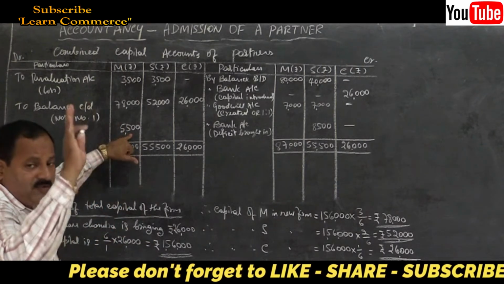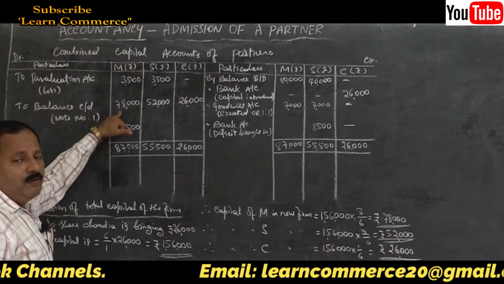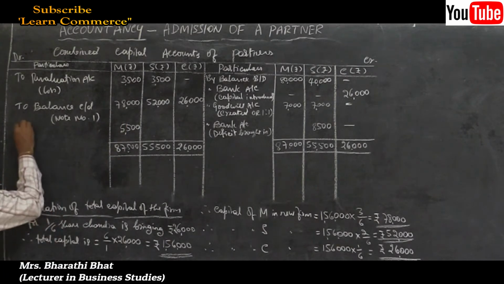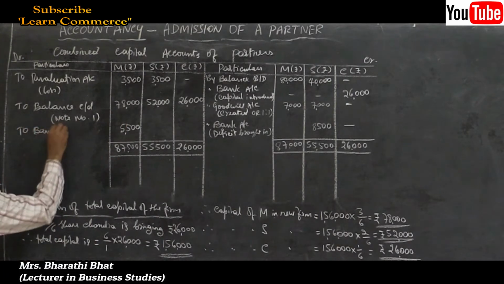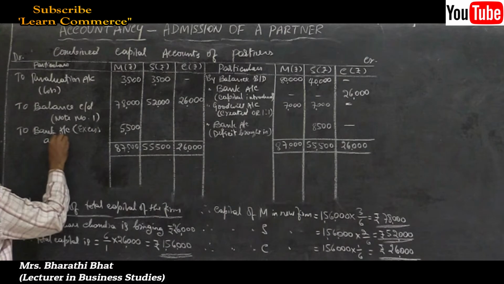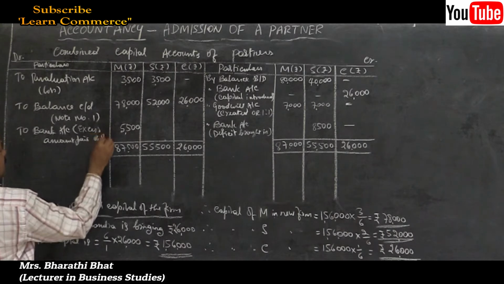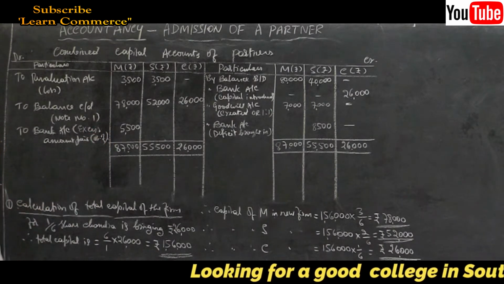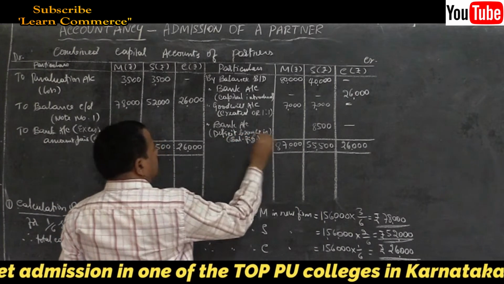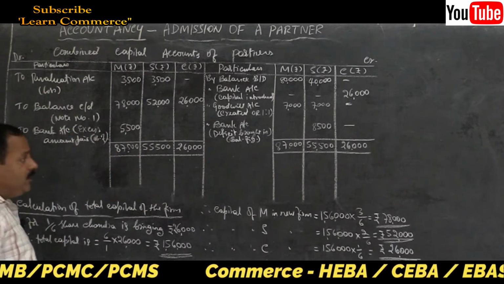But actually how much do we need in the new firm? We need Mahendra to maintain only 78,000. So what about the difference? Pay the amount to Mahendra, right? So that is to bank account, excess amount paid. This is the balancing figure. This is also deficit brought in, balancing figure. So the difference is excess or deficit, paid or brought in, right?